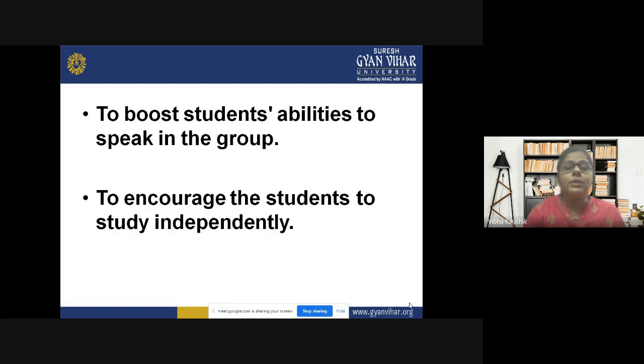To boost students' ability to speak in a group, it will encourage the students and boost up their abilities so that they can speak in the group. To encourage the students to study independently, and the symposium will encourage the students so that they can study independently.